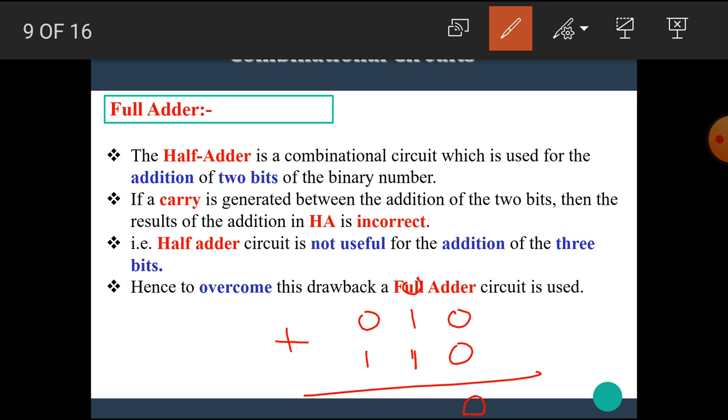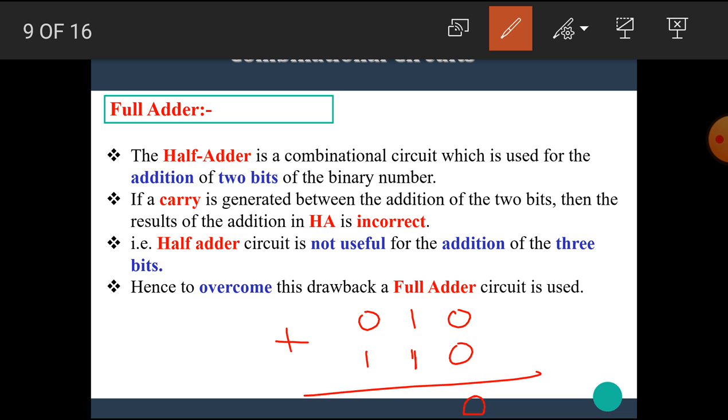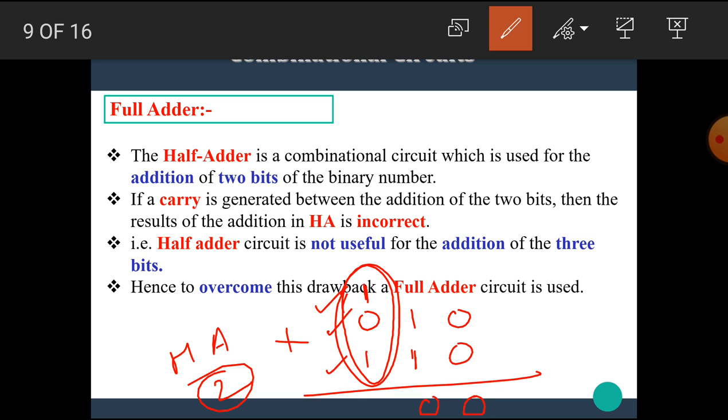Okay, but here we get the next addition is 1 plus 1. Okay, 1 plus 1, the sum is 0 and carry is 1. Here the addition of 3 bits occurs, and in half adder the addition of 2 bits is only possible, hence this condition is not satisfied with the half adder.